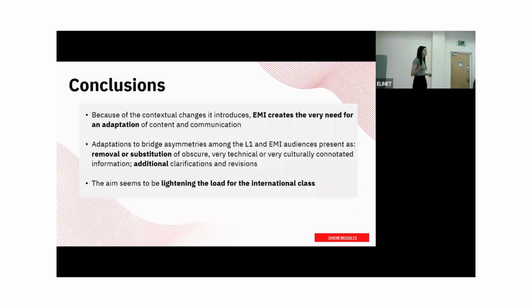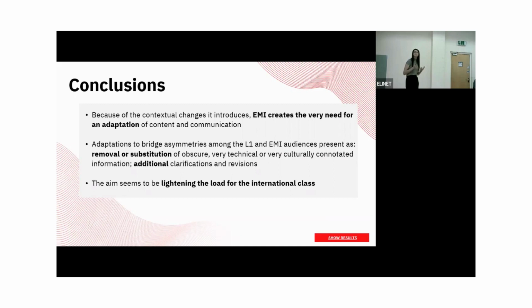So this gave me some answers. Because of the contextual changes it introduces, EMI creates the very need for an adaptation. So it's not just like a switch, you move from the L1 to English. No, this creates the necessity for content adaptation.